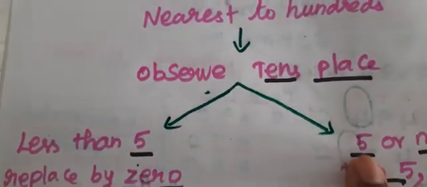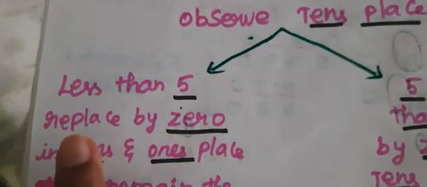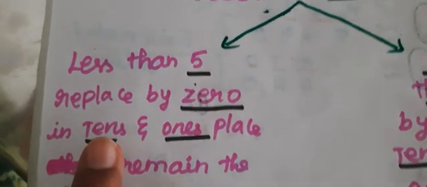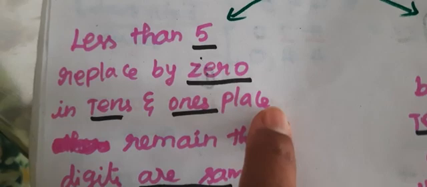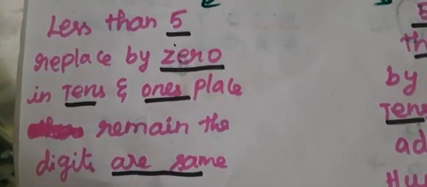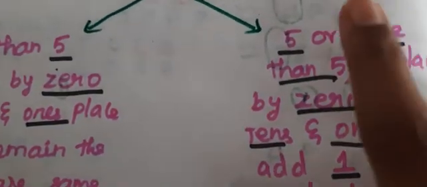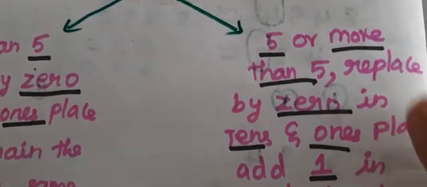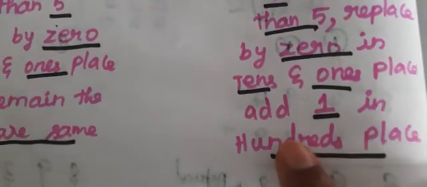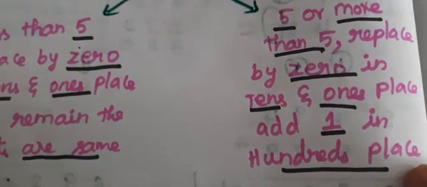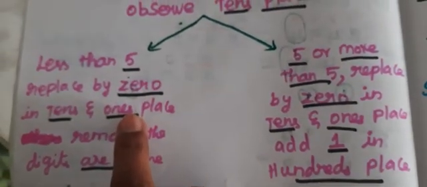We have two conditions. One is less than 5. Less than 5 means replace by 0 in tens and ones place. Remaining digits are same. Next one is 5 or more than 5, which means replace by 0 in tens and ones place and add 1 in 100 place. So these are the two rules in the nearest to hundreds.